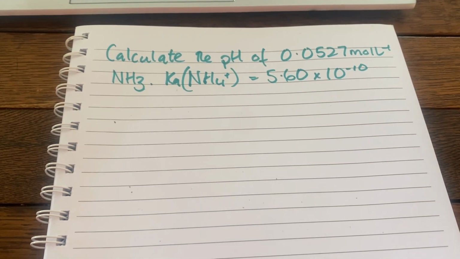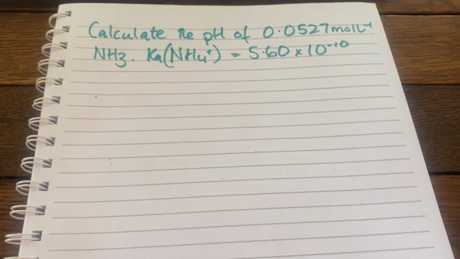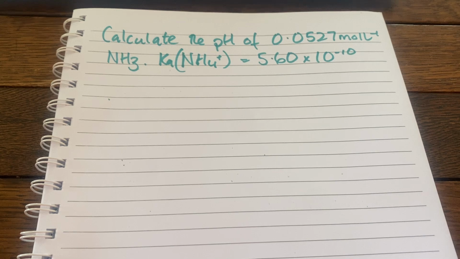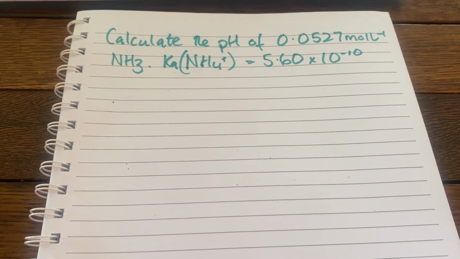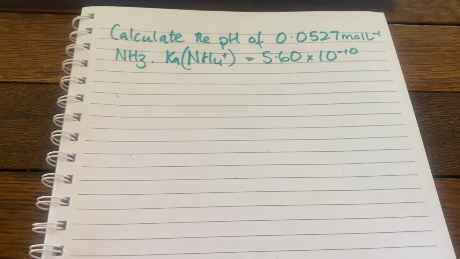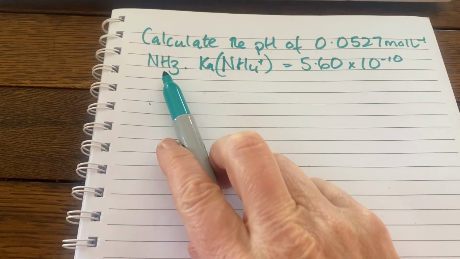Hey team, in this video I'm going to show you how to calculate the pH of a weak base using the kind of technique that you will have to use in NCEA level 3. Just note there are other ways to do this, but I think this is the way that works best at this level. So the question is to calculate the pH of a certain concentration of NH3.